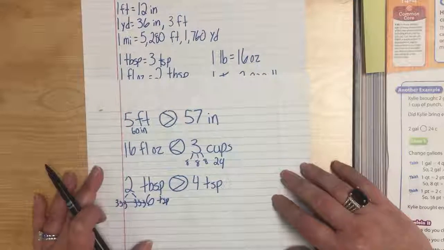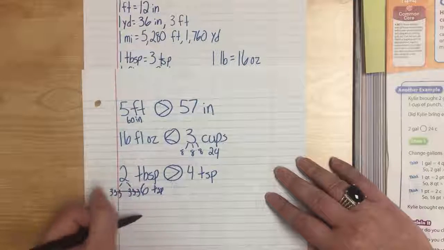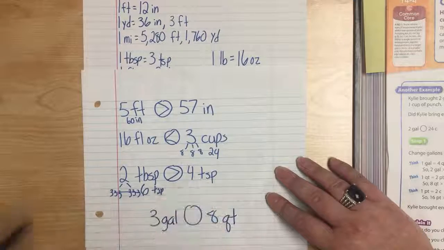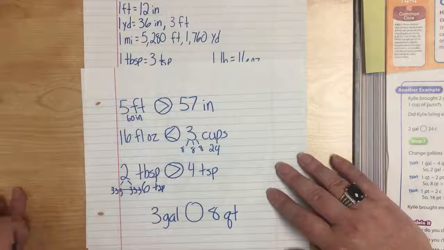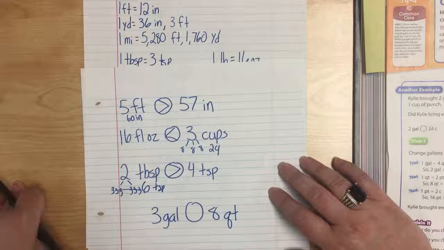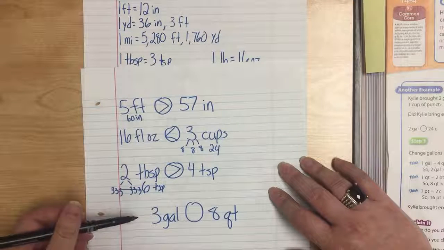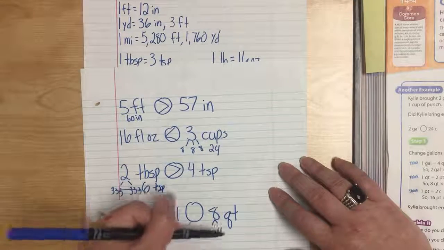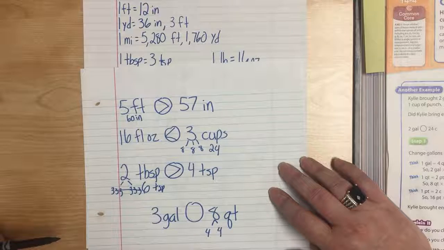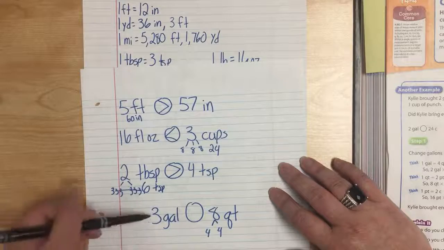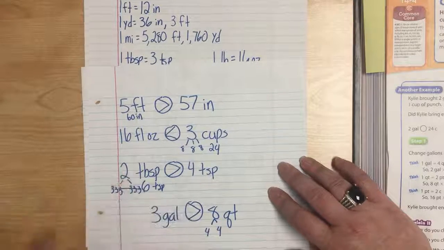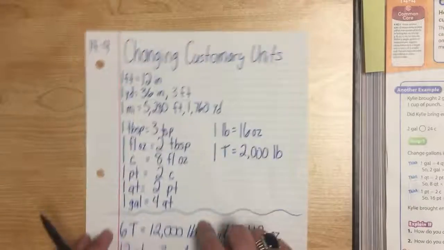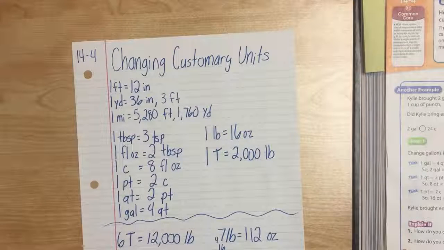Okay, last one. 3 gallons versus 8 quarts. How many quarts go in a gallon? 4 quarts are in a gallon. Well, right here, I've got 4 quarts and 4 quarts. So this is just 2 gallons, isn't it? So this one is bigger. Cool? Okay, so this is going to be everything you need to answer all your questions.